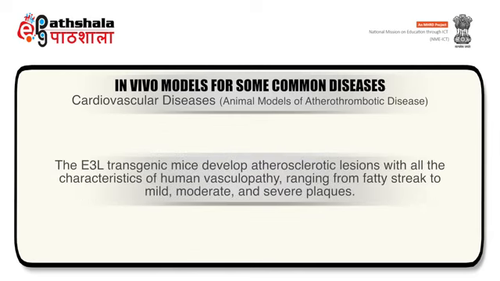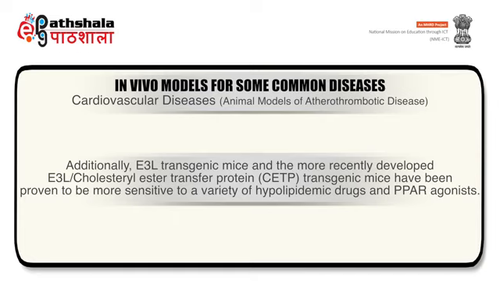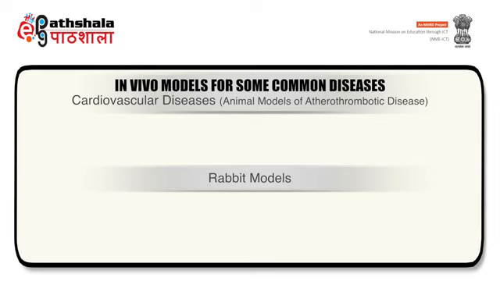The E3L transgenic mice develop atherosclerotic lesions with all the characteristics of human vasculopathy, ranging from fatty streak to mild, moderate and severe plaques. Additionally, E3L transgenic mice have proven to be more sensitive to a variety of hypolipidemic drugs and PPAR agonists. The third model is the rabbit models.